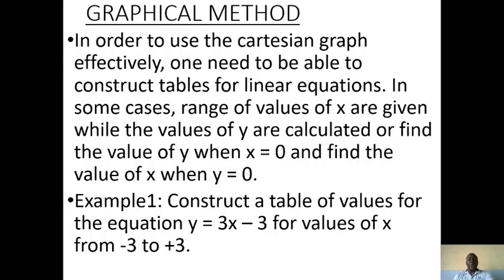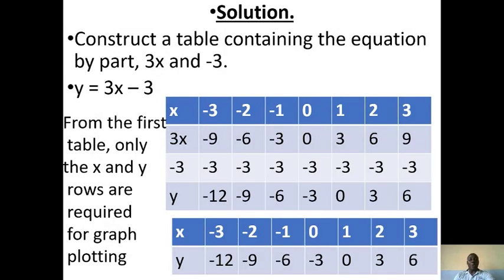Example 1: Construct a table of values for the equation y = 3x - 3 for values of x from -3 to +3. That simply means that the values for x have already been given, so we'll now look for the corresponding values of y. How can we get the corresponding value for y? We use the components of the equation to find the corresponding value of y.